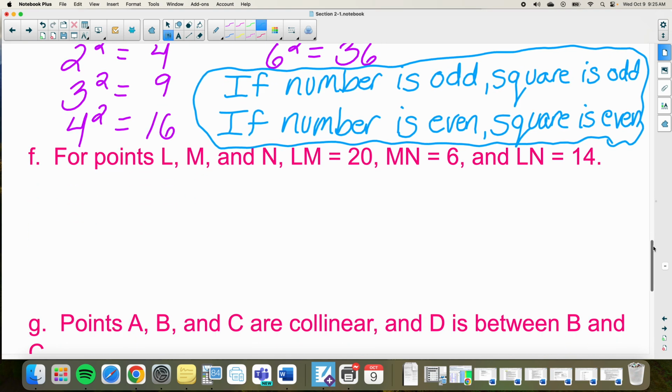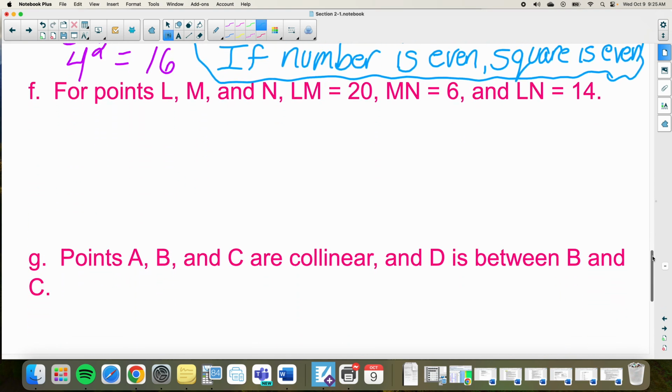All right, now this next one says we have points L, M, and N. Now, when you have something like that, where you have 3 points, there's one of 2 ways that it could be. You could have your 3 points in a triangle where they would be non-collinear, that's one thing, or you could have them all on the same line where they're collinear.